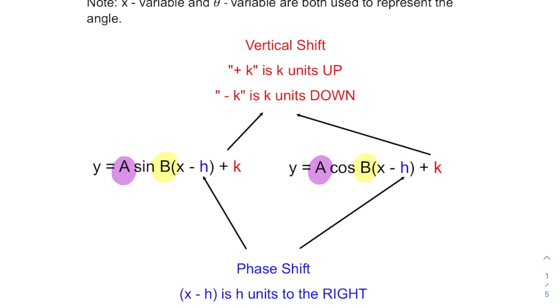The minus H is the horizontal phase shift. It's the opposite piece. So when I say minus H, it's actually going to the right, but plus H is going to the left. The plus K at the end is the vertical translation or vertical shift. Plus K means up K, minus K means down.